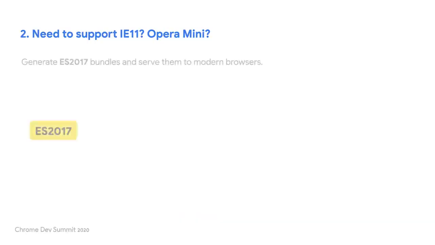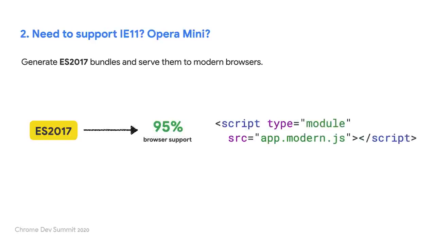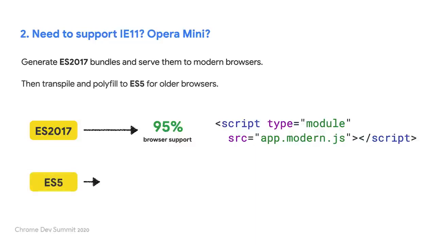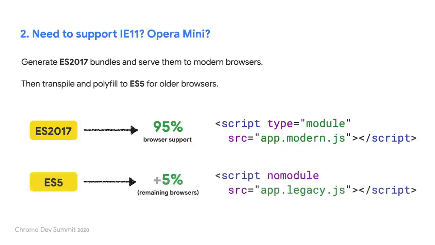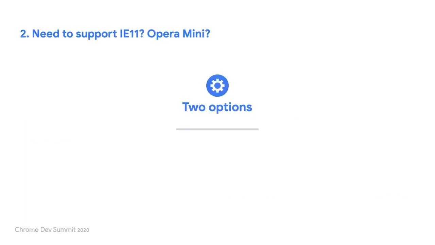But maybe you do need to support Internet Explorer 11 or Opera Mini's Extreme Mode. Thankfully, there's a really solid way to support older browsers without impacting newer ones. First, generate ES 2017 bundles for your application and serve those to modern browsers using script type module. Then generate polyfilled ES5 bundles and serve those to legacy browsers using script no module. There's no expensive server setup or user agent sniffing required, and it lines up really nicely with our ES 2017 sweet spot.